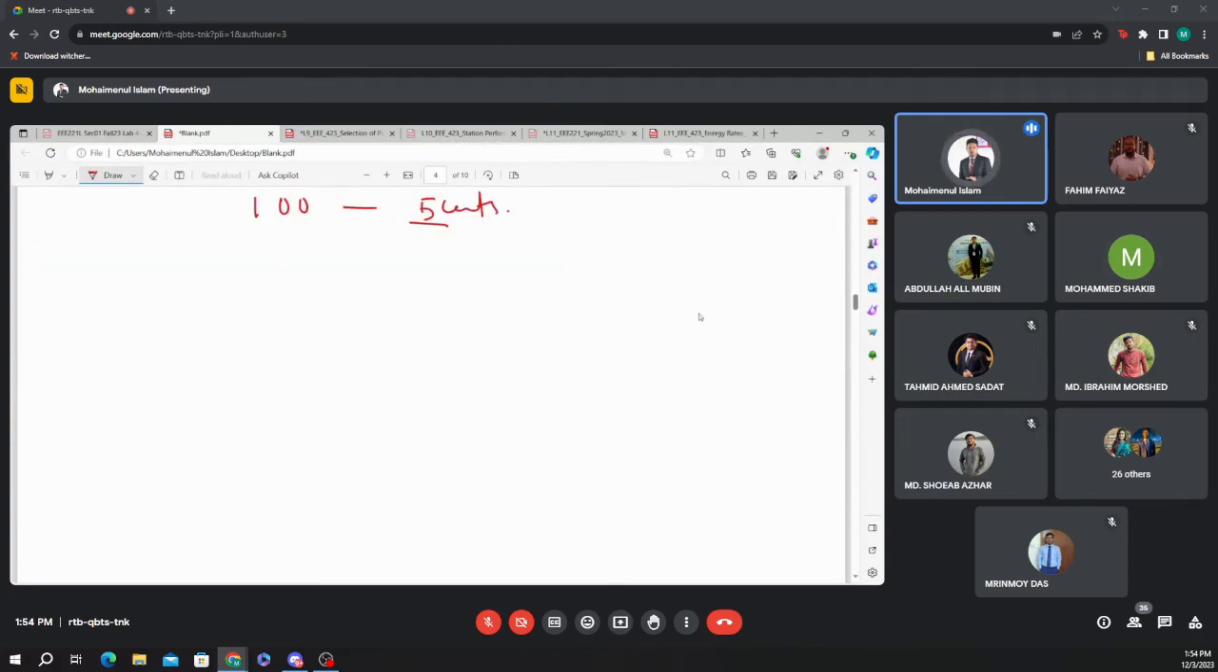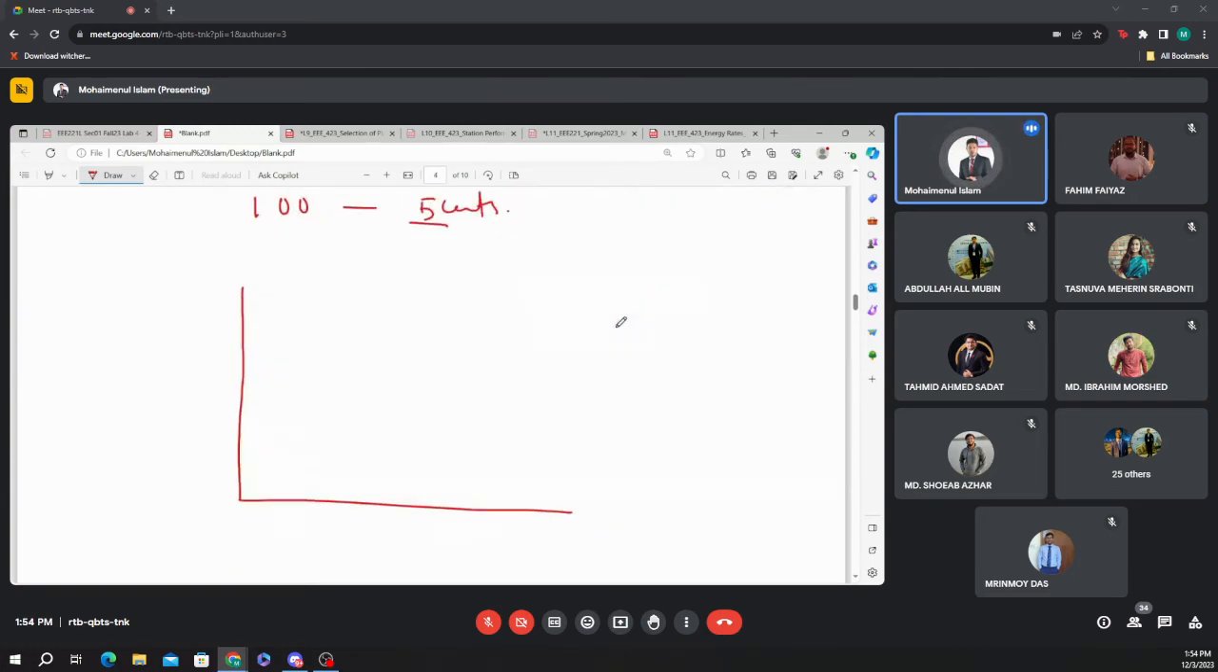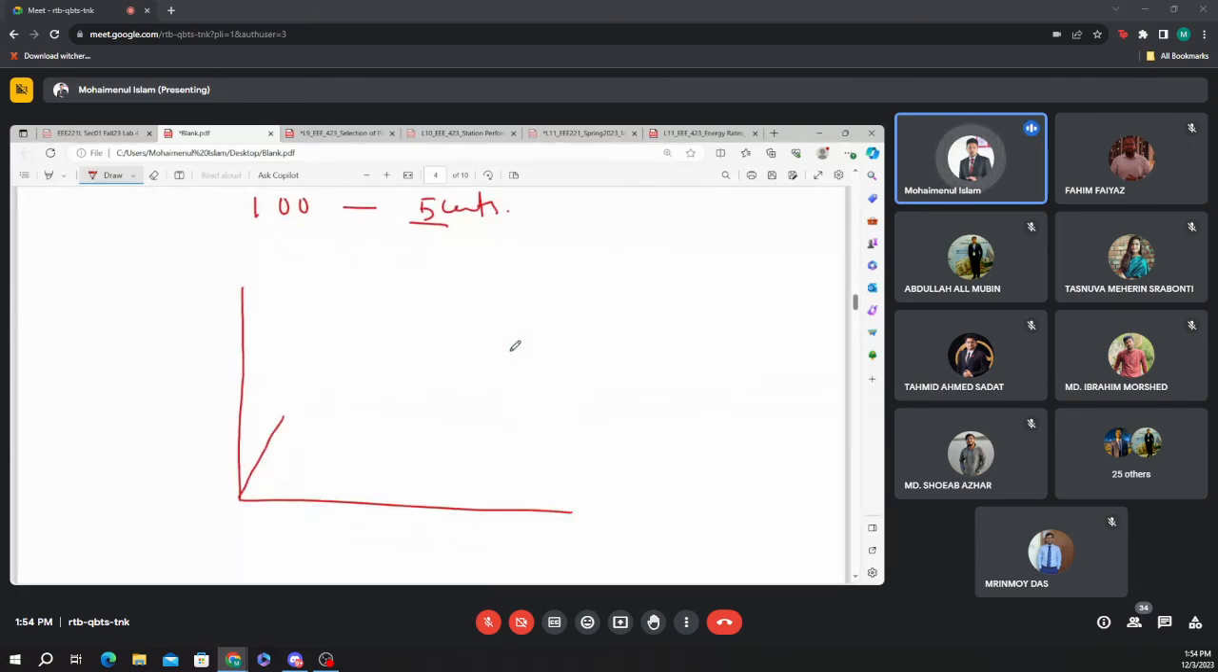Okay, sir. So this is the final graph. As it is a step meter rate, starting from 0 to 8. So from 0 to 8, maybe this is the first one, 0 to 8. Then 8 to 10, that is fixed, right? This is our kilowatt hour. This is 10. The rate is fixed. This is maybe 80.